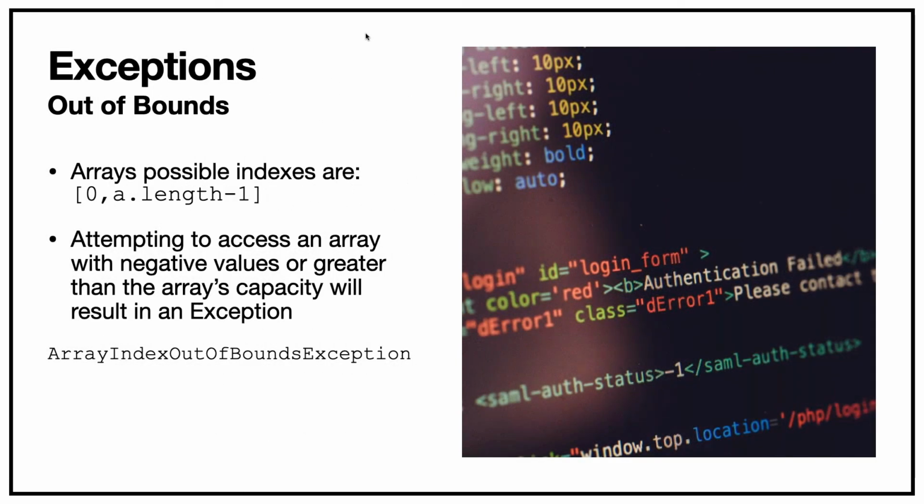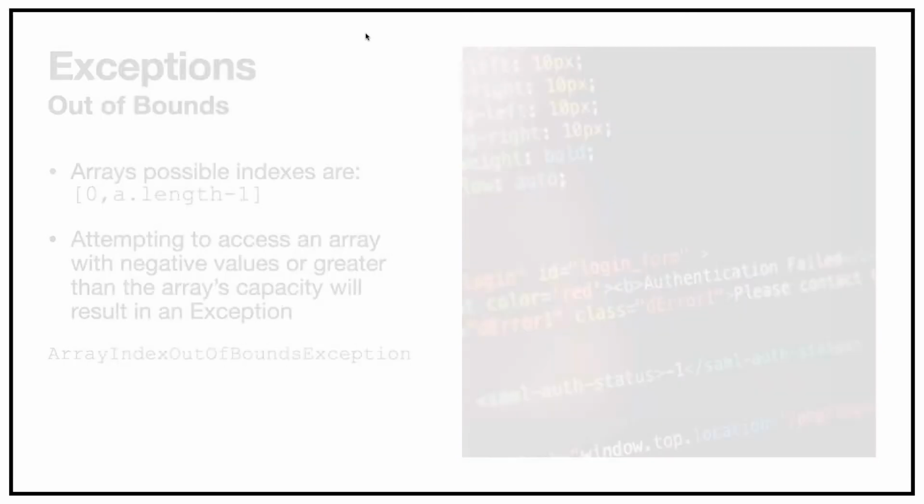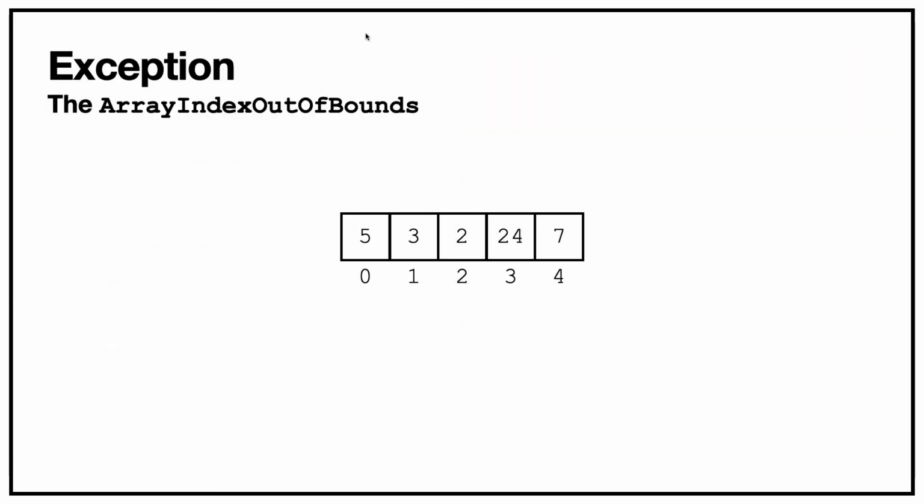Something that you need to be aware of is to watch your bounds, which means that an array in Java provides values from 0 all the way to a.length minus 1 inclusively. Remember that everything that you can access falls in that interval, in that range. So if you attempt to access data that is negative or greater than the current array's capacity, it will result in an ArrayIndexOutOfBoundsException. An array index out of bounds is when you're trying to access values that are not in that range, from 0 to 4 in this particular example that we've been working with.